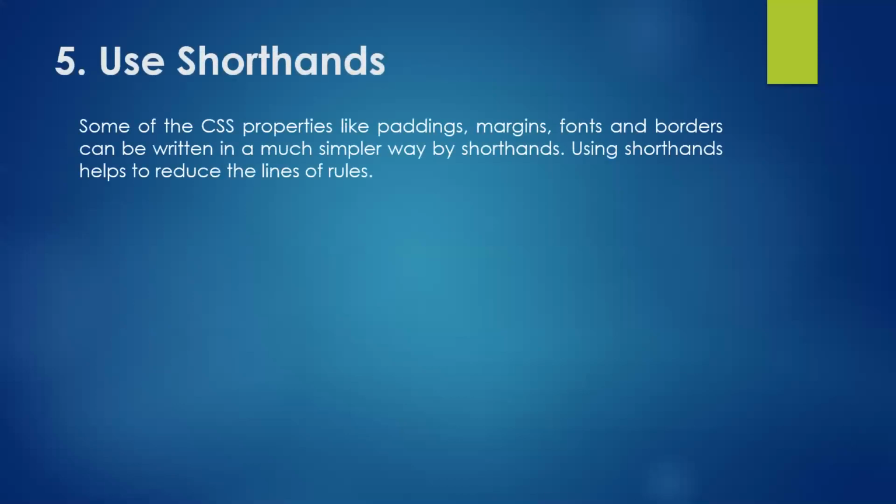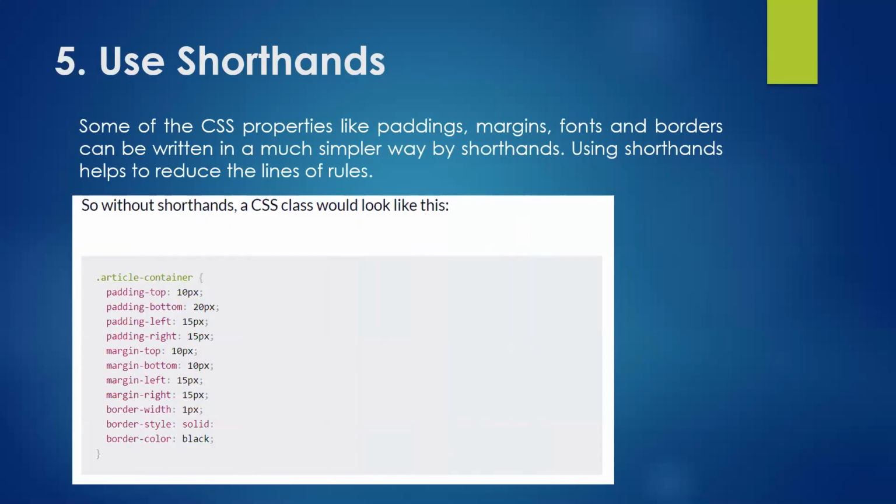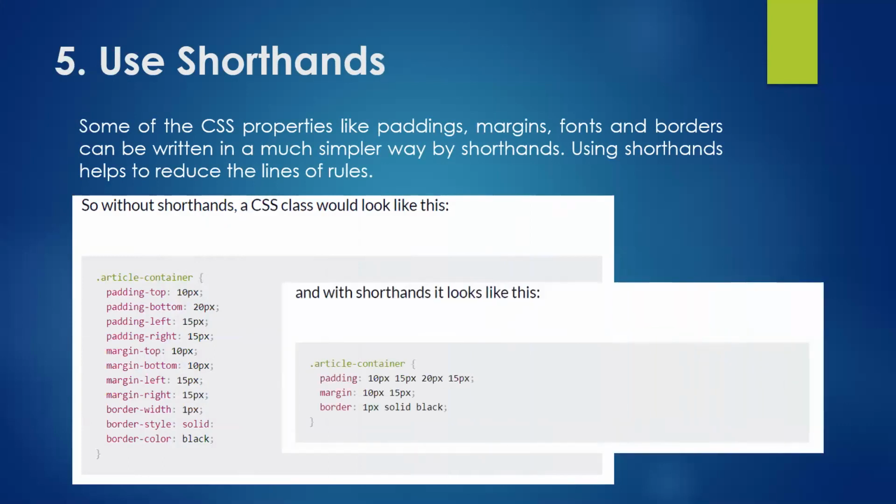Use shorthands. Some of the CSS properties like paddings, margins, fonts, and borders can be written in a much simpler way. So shorthands. For example, ang padding, ang margin, ang border, nana siya ginatawag nga top, bottom, left, right. So imuara nang i-separate og space. Pwede na nimo isuwat nga 10px, 15px, 20px, 15px. Instead nga mag-usa-usa kag swat.